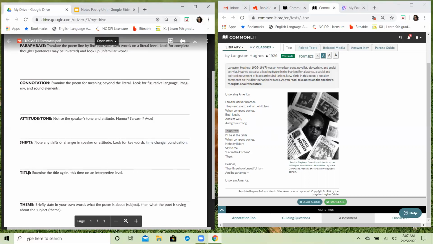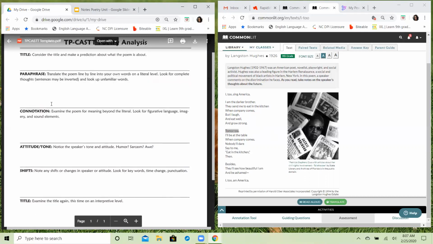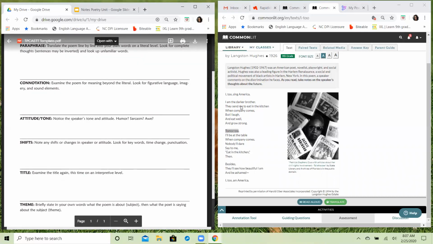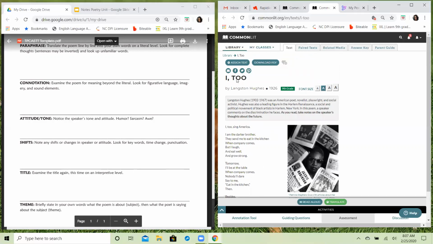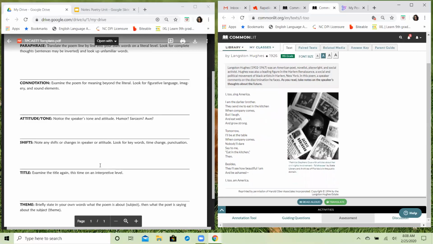Then you look back at the title again. After reading the poem, after completing up until this point in the worksheet where you're at shifts, examine the title again, this time on an interpretive level. What is Langston Hughes saying he too will be a part of? What is Langston Hughes saying he is a part of? And what is that supposed to mean for your readers?